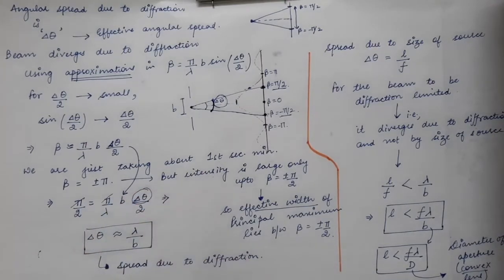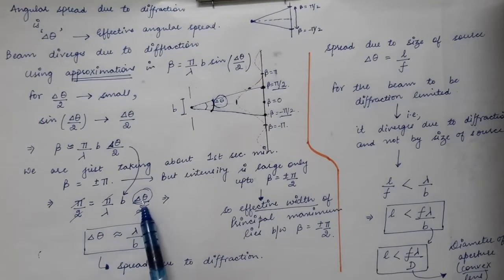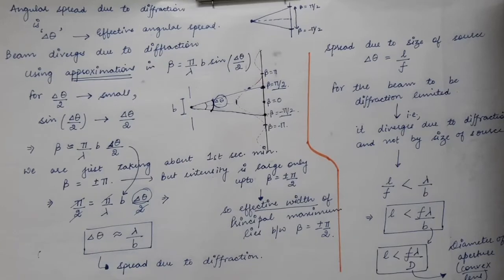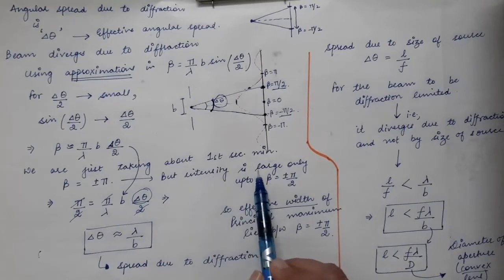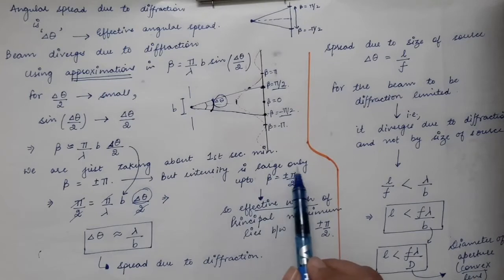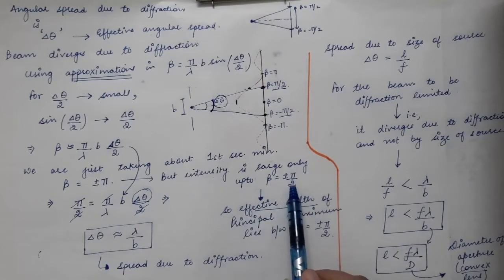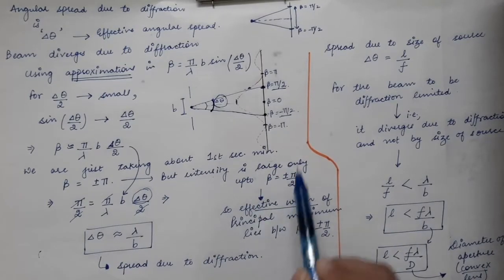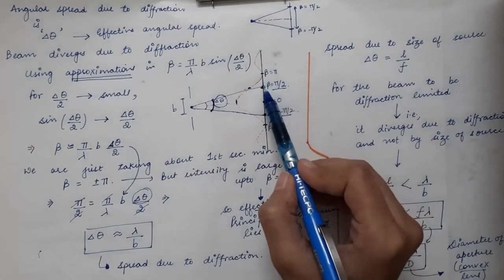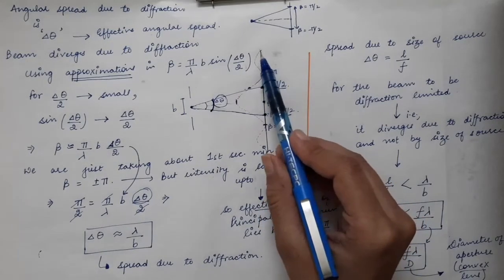So this pi will cancel with pi, 2 will cancel with 2, and you can easily get that delta theta will be approximately equal to lambda divided by small b. So this intensity, as we have seen, is large only up to beta equal to plus minus pi by 2, and after that the intensity is very less.